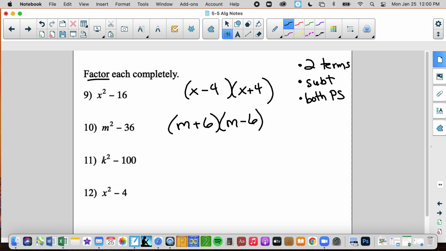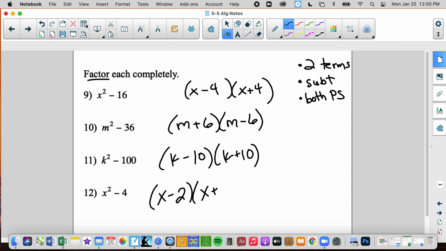k squared minus 100. Two terms, subtraction, both are perfect squares. So that's k minus 10, k plus 10. And then the last one, x squared minus 4. Yep, two terms, subtraction, both are perfect squares. So I know that the two binomials that would produce that would be x minus 2 and x plus 2.